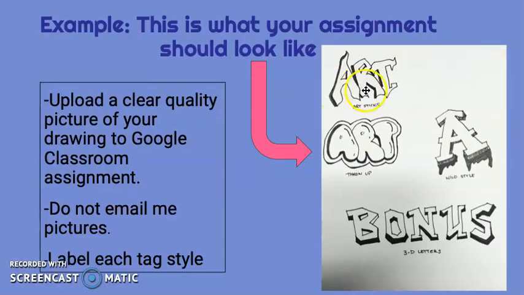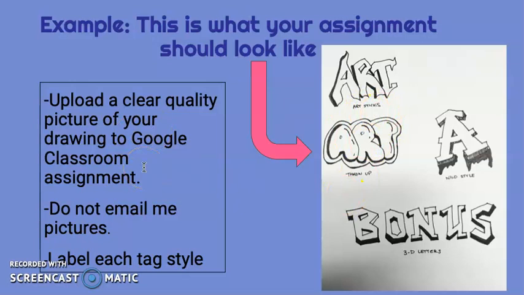So again, you are going to do these all. You should be able to fit all 4 of these on one piece of paper. You are also going to label what the style is: art sticks, throw up, wild style, or 3D letters, which is also like the blockbuster. Then you're going to take a clear quality picture of your drawing. Make sure I can see it well and I can read the handwriting on here.